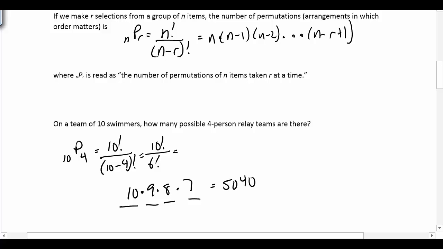Now, if you want to see a little bit better how this works algebraically, as in a more advanced math course, we would take this 10 factorial. So 10 factorial would be 10 times 9 times 8 times 7 times 6 times 5, 4, 3, 2, 1. And 6 factorial is 6 times 5 times 4 all the way down to 1. Then notice numbers at the top and bottom divide out. So that's another way we get that 10 times 9 times 8 times 7.